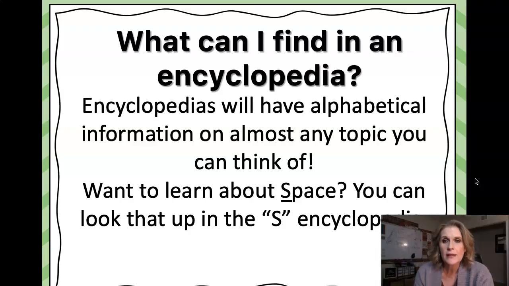What can I find in an encyclopedia? Encyclopedias will have alphabetical information on almost any topic that you can think of. You want to learn more about space? You can look that up in the S book of encyclopedias.